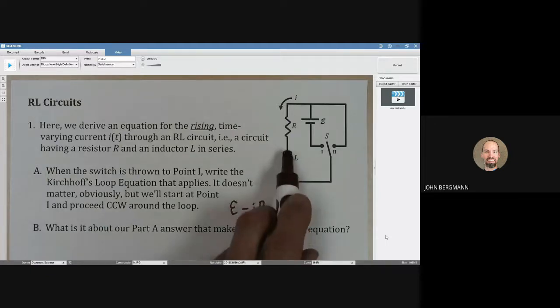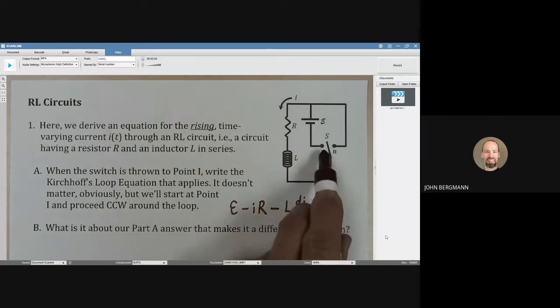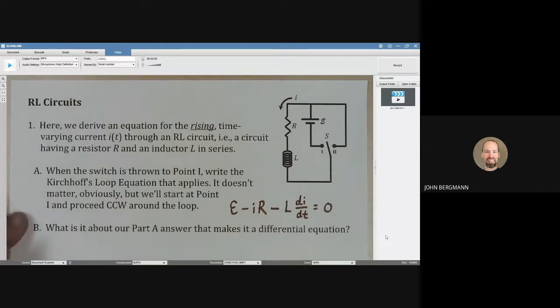Then we're going to go through an inductor, L, and we learned in an earlier video that the voltage for an inductor changes according to that equation right there. Then we're back, aren't we, to point 1. We've closed the circuit there. So there's our Kirchhoff's loop equation.